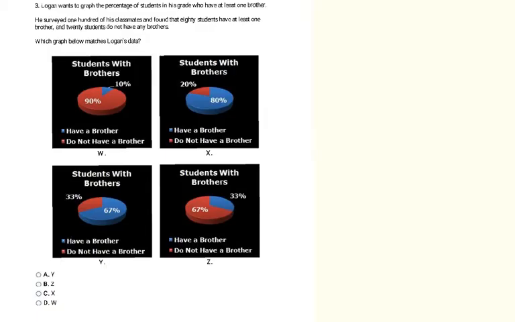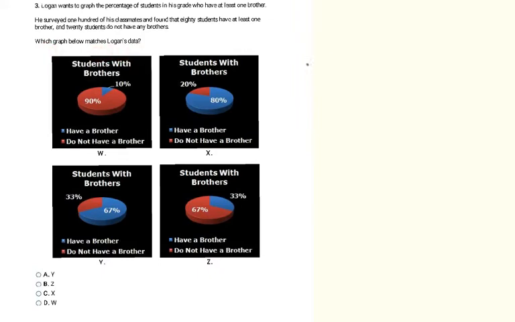Here's another example with circle graphs. It says Logan wants to graph the percent of students in his grade who have at least one brother. He surveyed 100 of his classmates and found that 80 students have at least one brother and 20 do not have any. Which of the graphs below matches Logan's data?